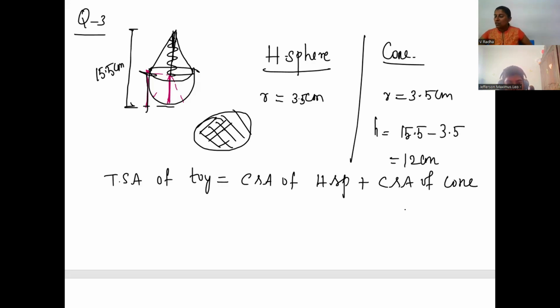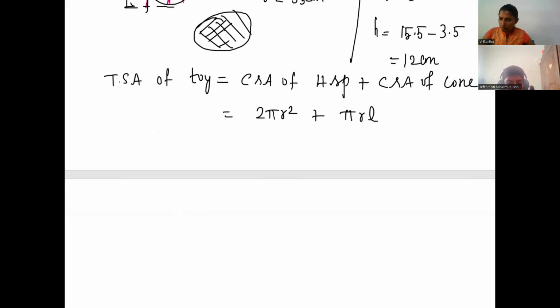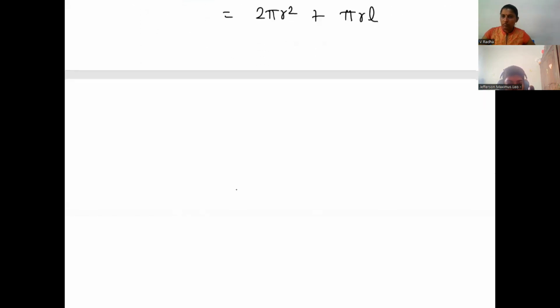CSA of a hemisphere is 2 pi r square. For the cone, the formula is pi r l. But l is not given. How to find l? I already explained in the formula page. This is l, the radius is 3.5 and the height is 12. Pythagoras theorem.